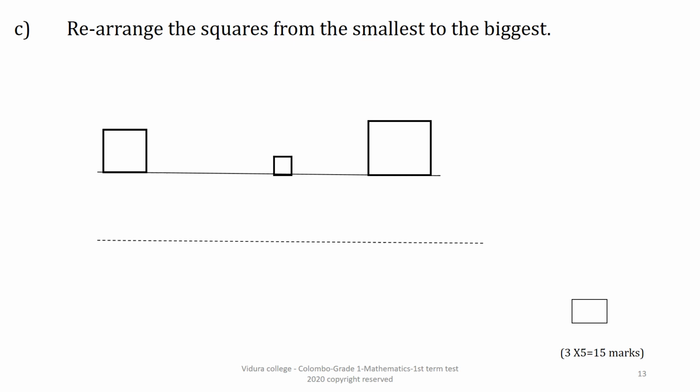Rearrange the squares from the smallest to the biggest. Now, Pute, can you see there are 3 squares? Yeah. But they are not in same size. So what you have to do is, you have to rearrange these squares from the smallest to the biggest. Okay, shall we start? Right.